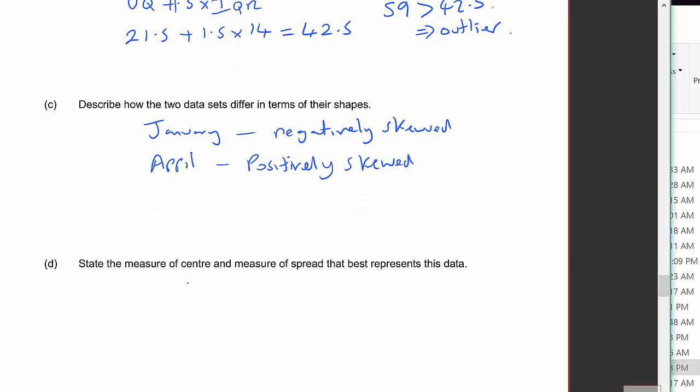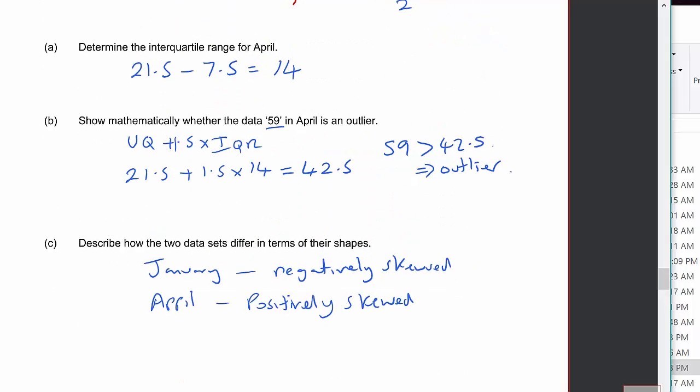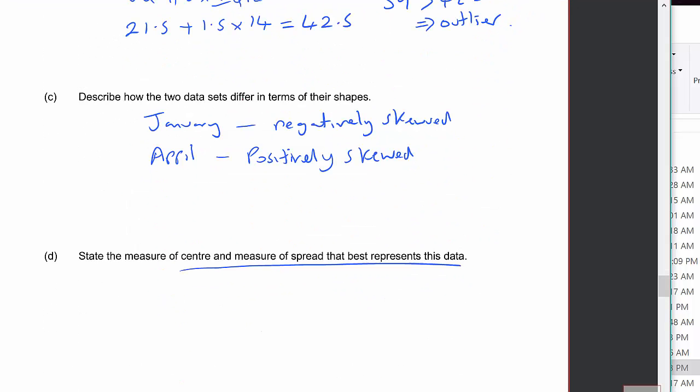State the measure of center and measure of spread that best represents the data. Well, when it's skewed, we're best off to use the median for the center and the interquartile range for the spread.